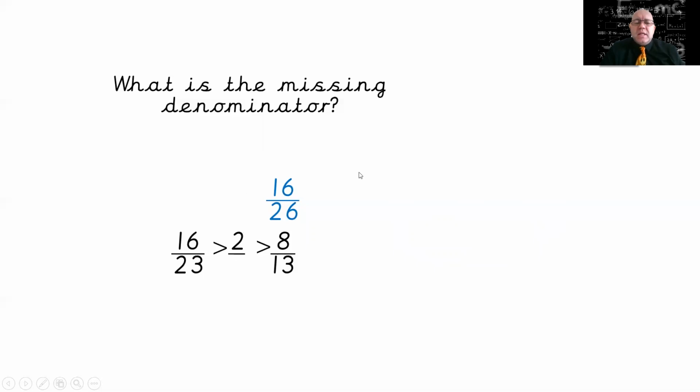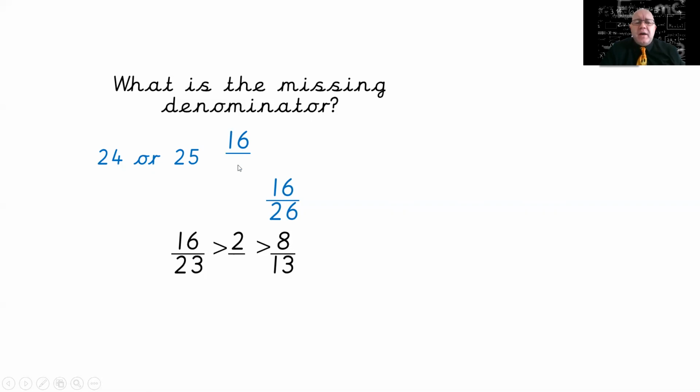Well, it's going to be 16 something. So 16 over what? Well, we've got 23 here and we've got 26 here. What numbers fall between 23 and 26? Well, 24 or 25. Okay. Now we need to decide which of those is the best option, because we know the final answer is 2 over something. So we're going to have to be able to simplify this. We're going to have to be able to make it smaller.